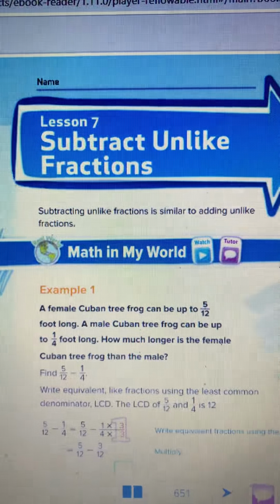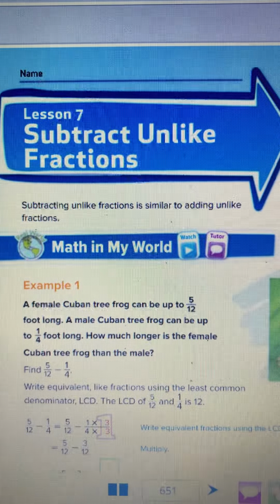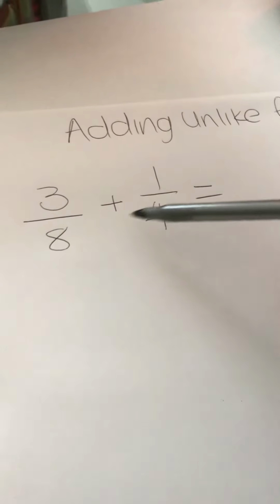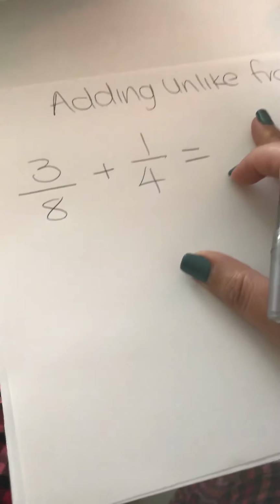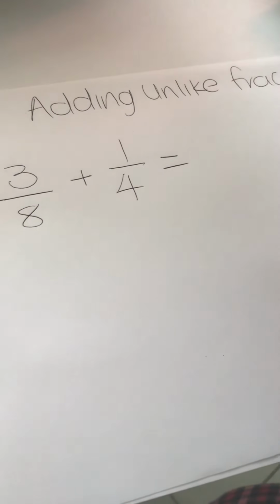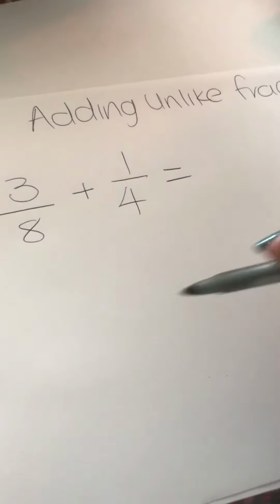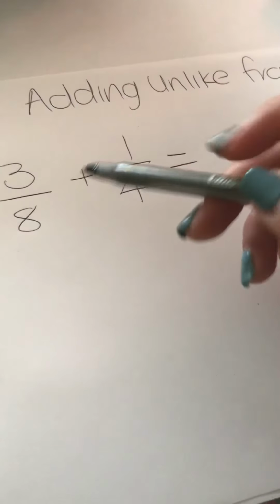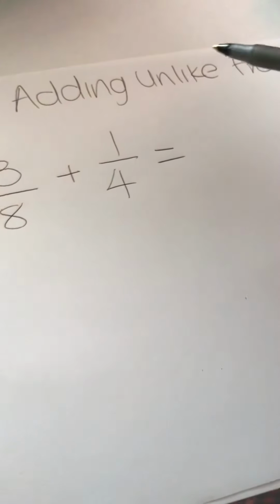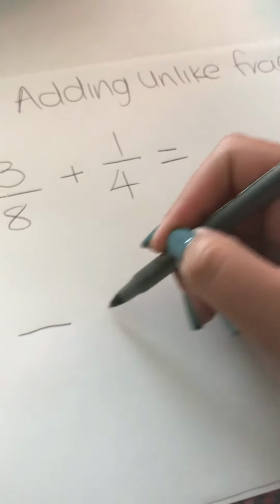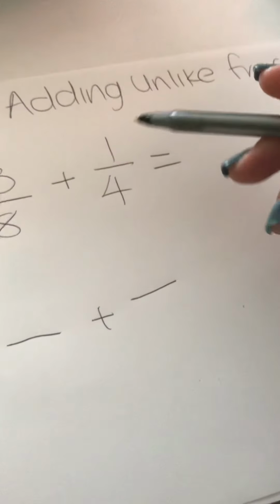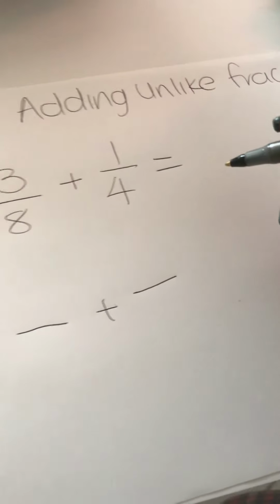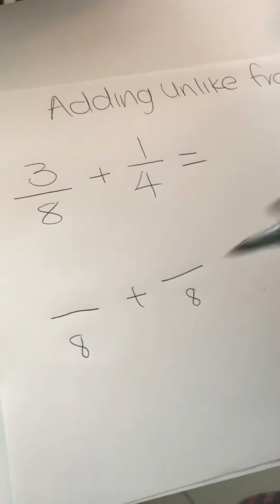Before we start with the explanation of how to subtract unlike fractions, we're gonna make an example for us to remember how we add unlike fractions. So here we have 3/8 plus 1/4. Now, the process for us to get the denominators alike was to find the number that these two share. So we're gonna look for the number that 8 and 4 share. In this case it's 8.